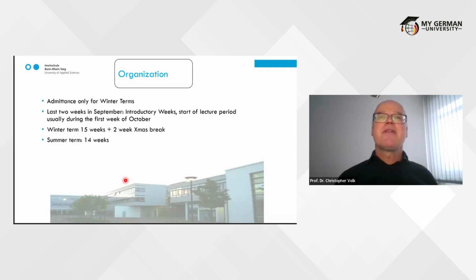The real lecture period then starts 2 weeks later, usually during the first week of October. Winter term is 15 weeks, interrupted by a 2-week Christmas break, so that the teaching usually ends at the end of January, which is then followed by a 2-week examination period. Then the summer term's teaching starts usually in the first week of April, 14 weeks, which means that we usually finish in the middle of July. And again, this is followed by a 2-week examination period.